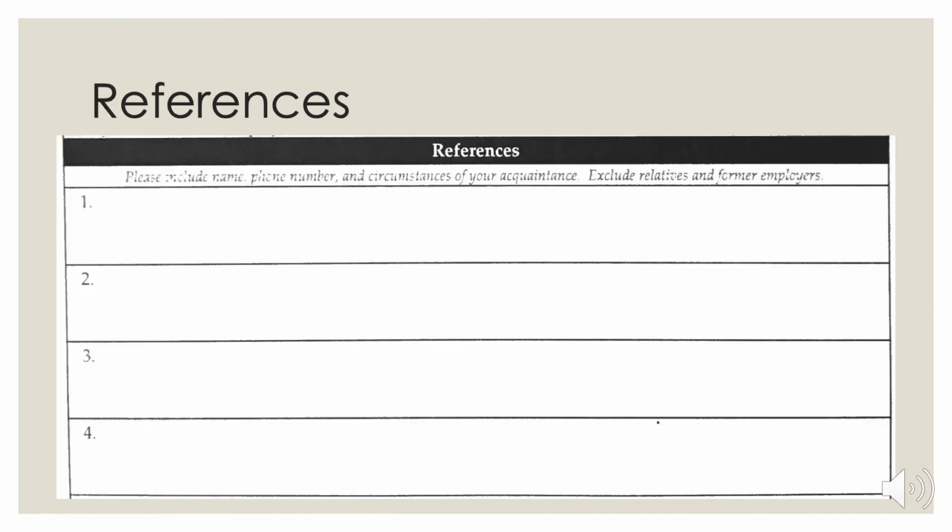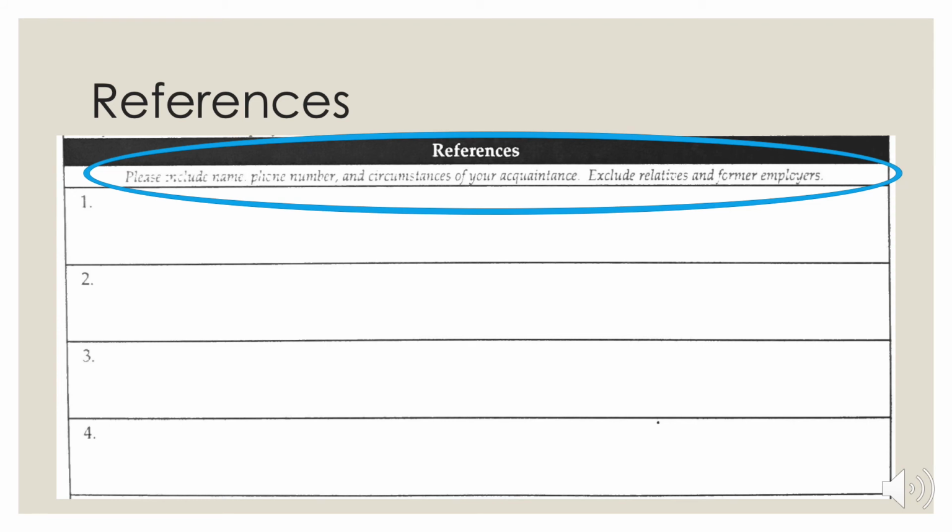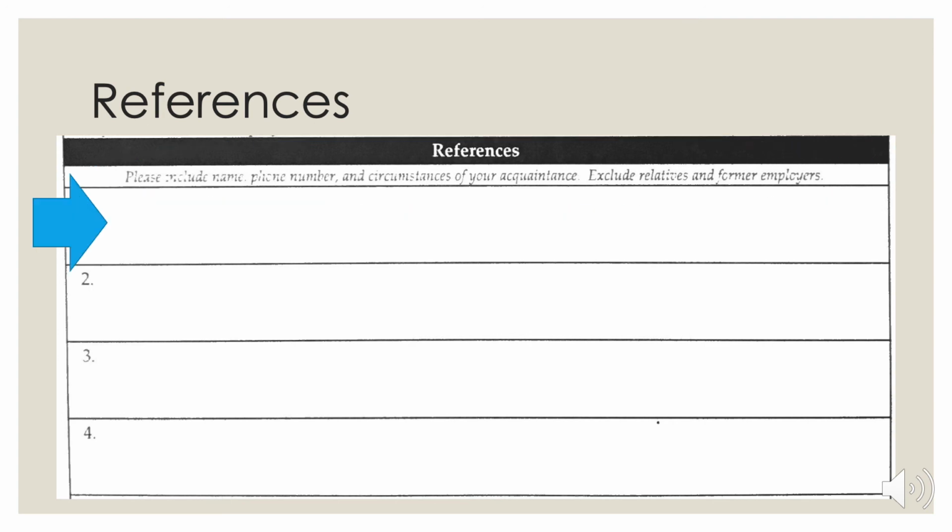This section is for your references. The part that is circled says, please include name, phone number, and circumstances of your acquaintance. Exclude relatives and former employees. Each application will have different qualifications for who can be used as a reference, so it's really important to read this fine print before proceeding. Once you have the name and phone number of your references, you can fill in their information and how you know each person in rows 1, 2, 3, and 4.